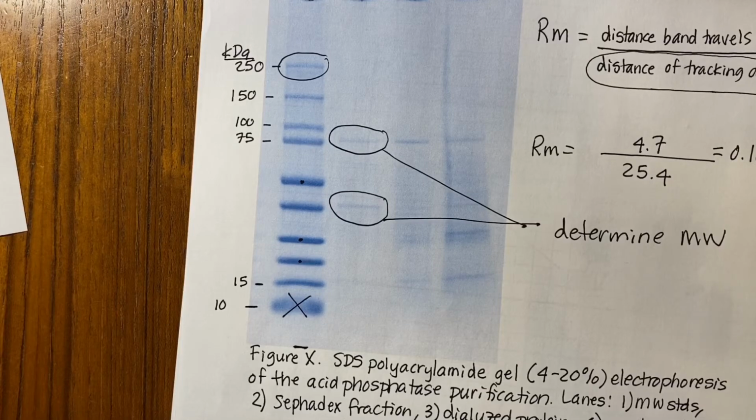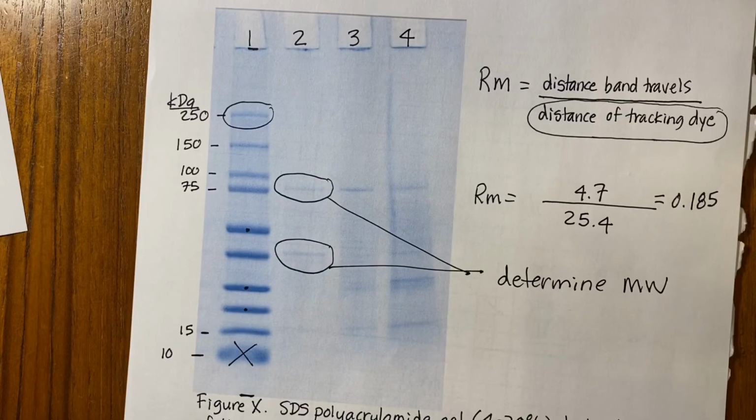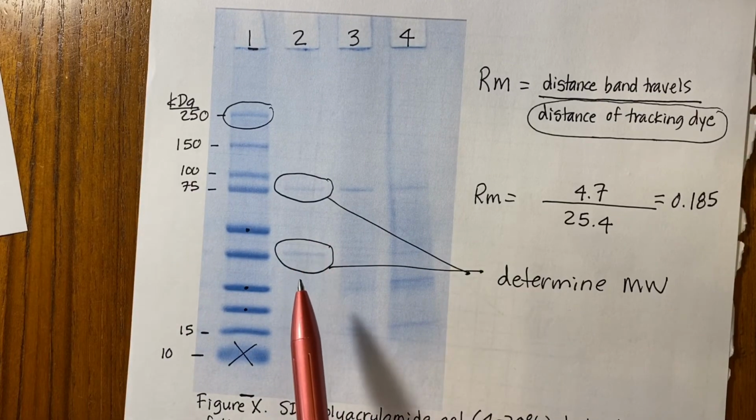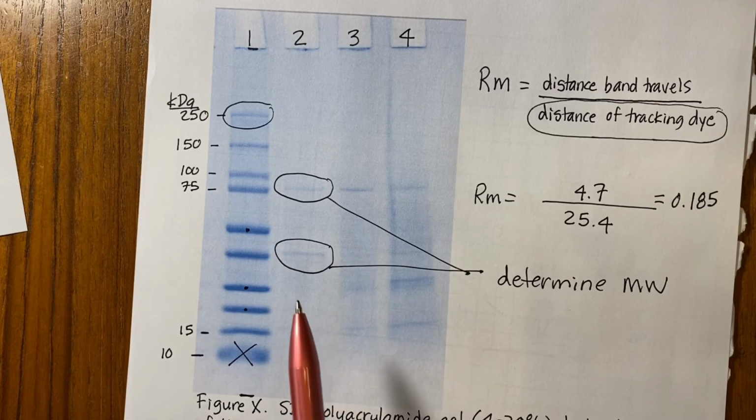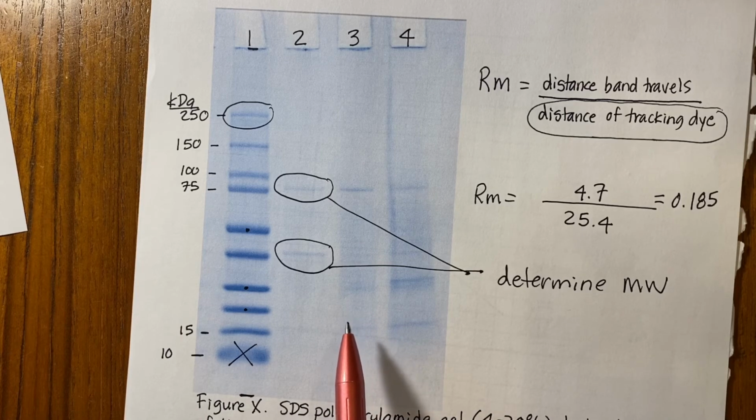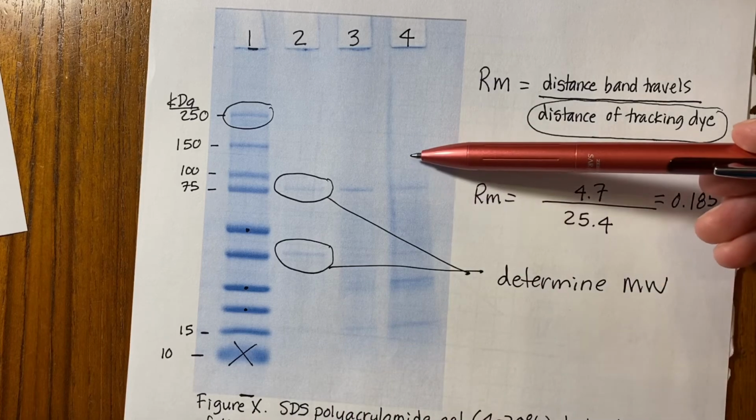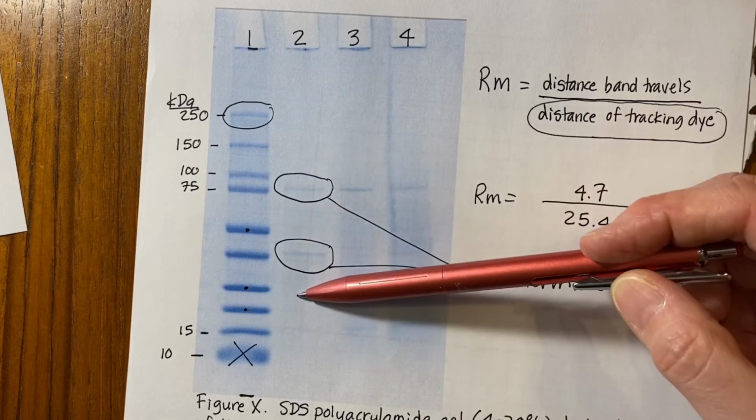I just remembered one other thing you should do when you look at this plot for your report. It's not a calculation or something you have to come up with a number for, but you can use this gel to figure out if your purification was successful based on the number of bands in each lane. So in this case, we'd be comparing the crude extract to the sephadex fraction.